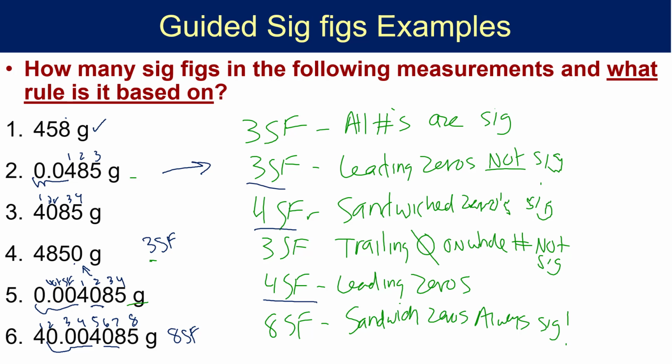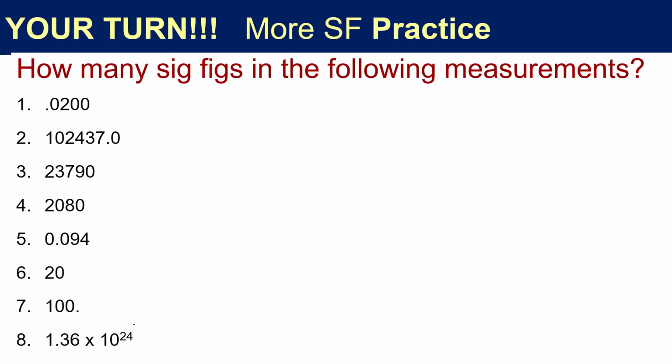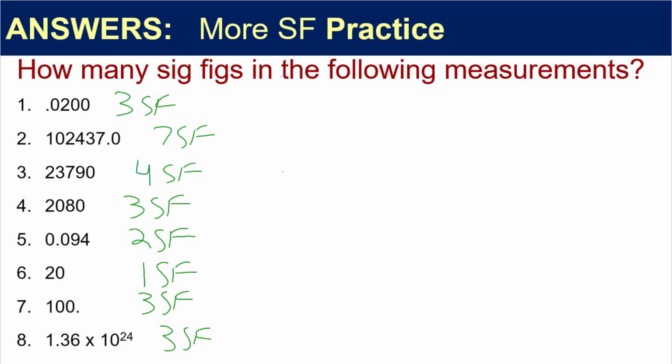So now it is time to take the training wheels off. Your turn to see how much you now know about identifying the number of significant figures in a measurement. Pause the video now, try these, and then unpause when you're ready for the answers. All right, if you did this correctly, here's what you should have gotten. Make sure that if you had any uncertainty or any questions on this, that you note what your question is, and you certainly bring it up when we wind up reconvening in class tomorrow.